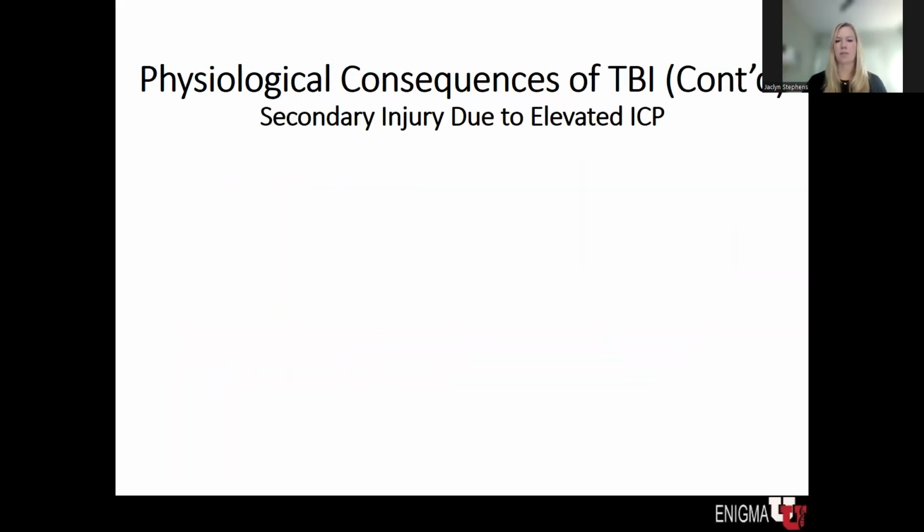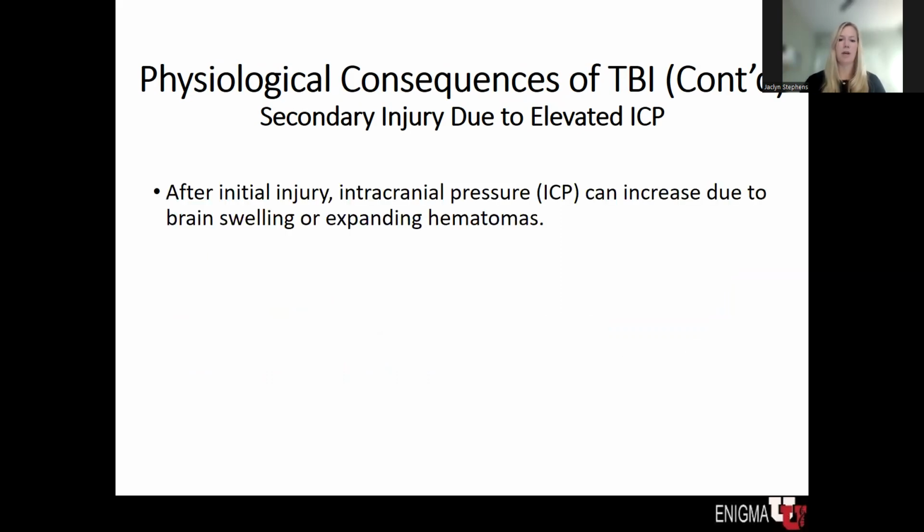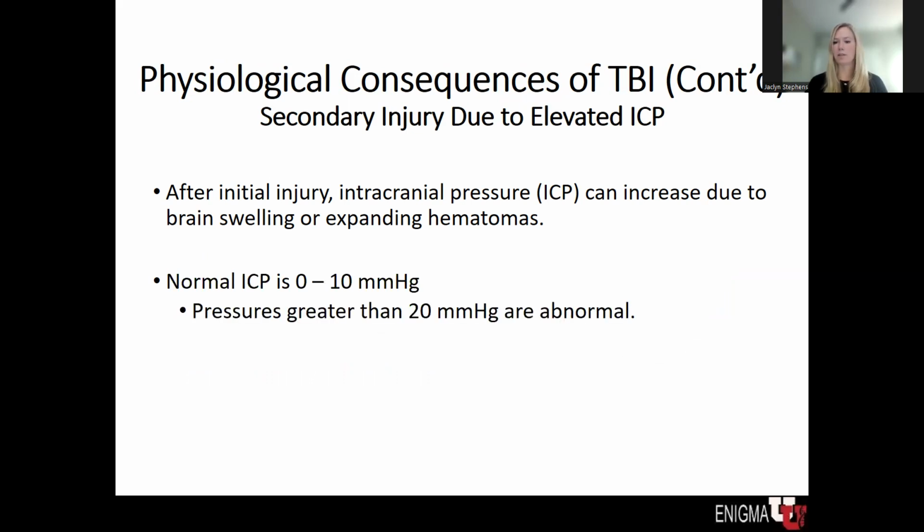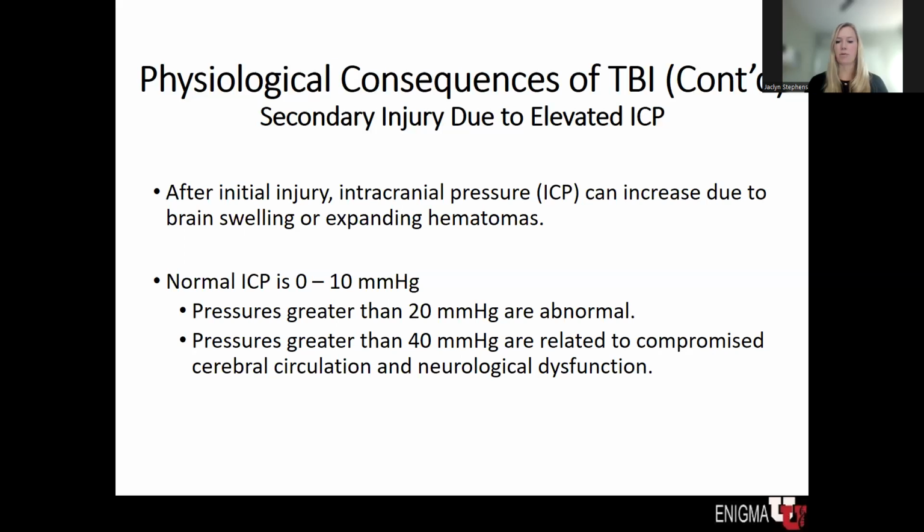There are also other consequences, such as secondary injury due to elevated ICP. ICP stands for intracranial pressure. After an initial injury, the intracranial pressure can increase due to brain swelling or expanded hematomas. This actually results in some secondary injury. Normal ICP is 0 to 10 millimeters of mercury. Pressures greater than 20 are considered abnormal. When they reach greater than 40, they're related to compromised cerebral circulation and neurological dysfunction. And if we reach pressures beyond 60, those are typically fatal.